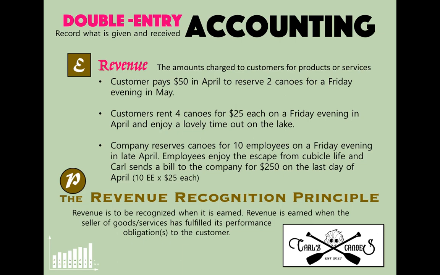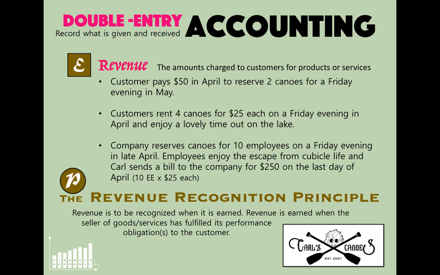So let's look at the first scenario. Customer pays $50 in April to reserve 2 canoes for a Friday evening in May. Has Carl done what he's supposed to do for the customer yet? And the answer is no. Carl will not do what he is supposed to do for the customer until he allows those customers or customer to go out on the canoes on that Friday evening in May. So in April, he has not earned any revenue.